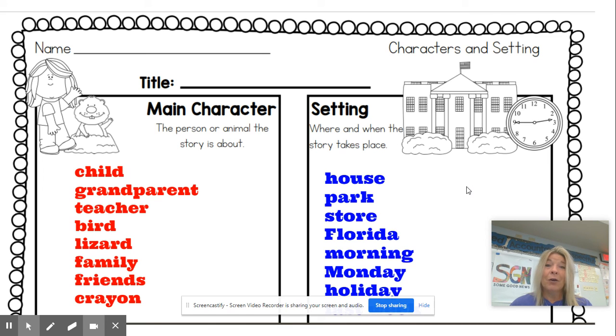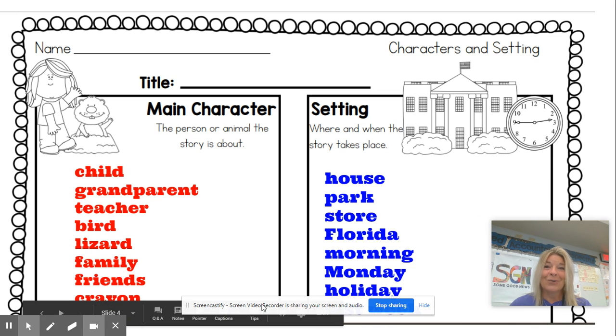So get yourself a good book this week, and even when we give you some assignments, as you're reading, think about these two story elements.